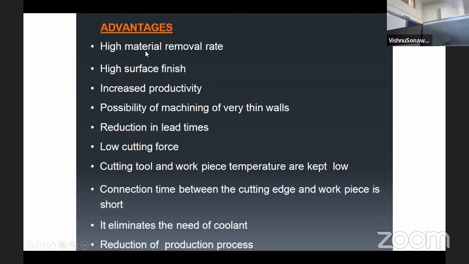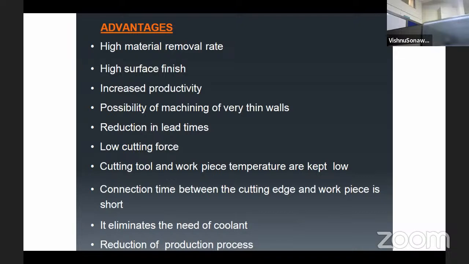Right. These are the advantages of high speed machining: high material removal rate, high surface finish, and increased productivity. We can manufacture thin walled components. Lead time will be automatically reduced. Cutting force will be reduced. And when the cutting speed is increasing, the temperature again will be decreasing.